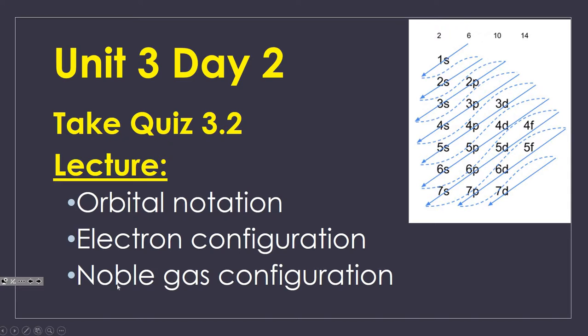Okay. We're going to show how they actually work. Now, these are some fancy names. Orbital notation, electron configuration, noble gas configuration. You're going to know how to do that by the end of the day. And it's not hard, okay, as long as you stay with me.